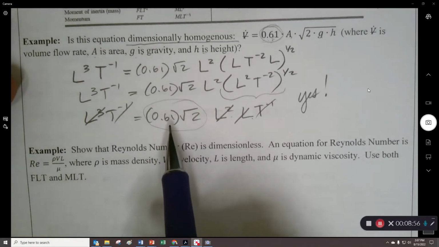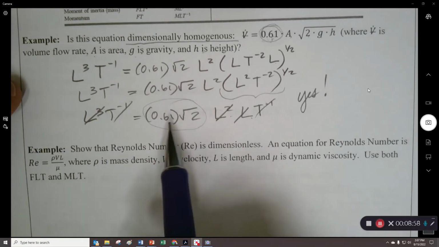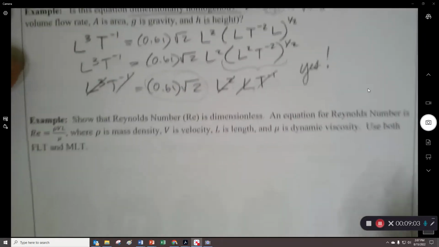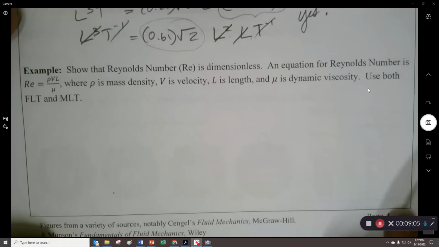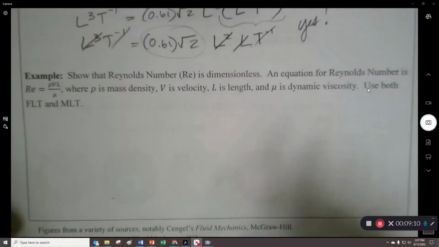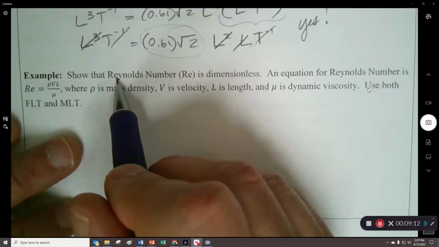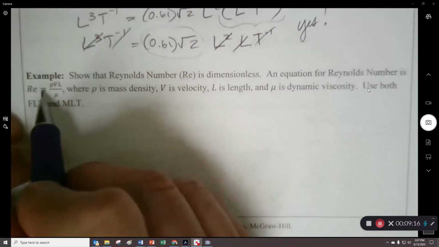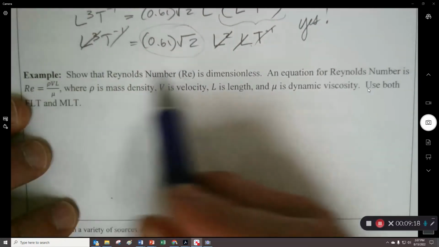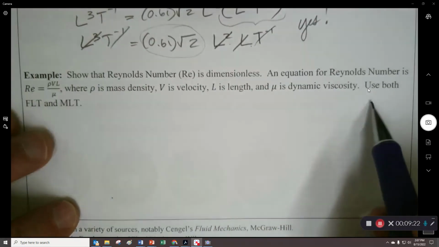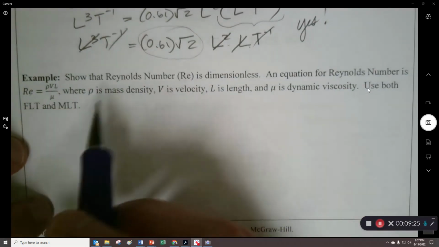We've made sure that this was not some type of proprietary empirical thing that actually had units built in there. And now for the next example, the all-important, we brought his name up before, but here he is, the one, the only, Mr. Osborne Reynolds. The Reynolds number, often written as Re, is a dimensionless number, but we want to show that it's dimensionless and use both systems. Let's use both the FLT and the MLT, right?